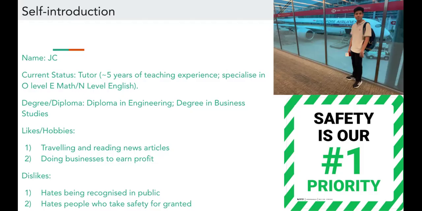But I also have some dislikes. I hate to be recognized in public, so please do not come up to me from the back and tap my shoulder. I will get a shock. If you want a photo, you may just approach me, say hi, I would like a photo, thank you. And the next one is, I also hate people who take safety for granted.